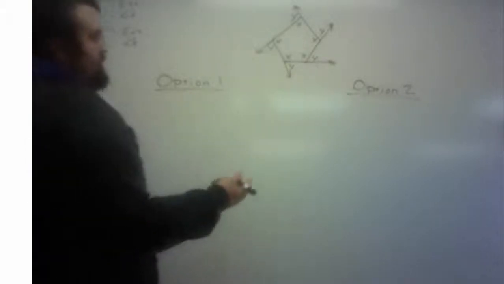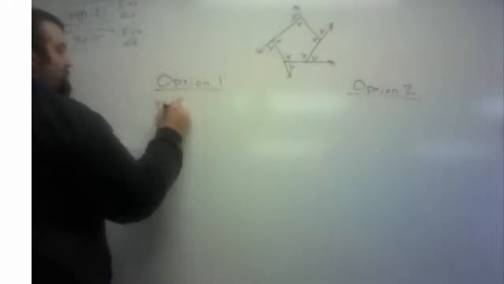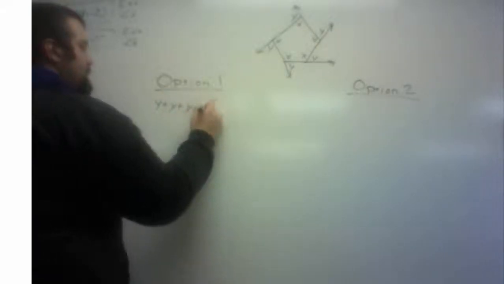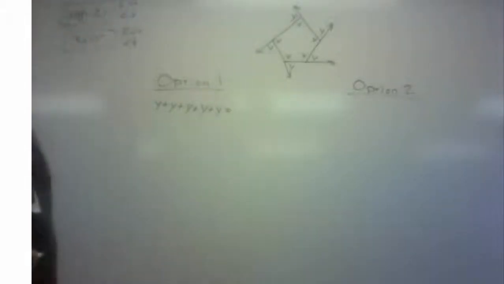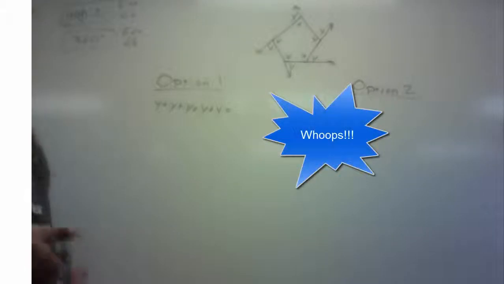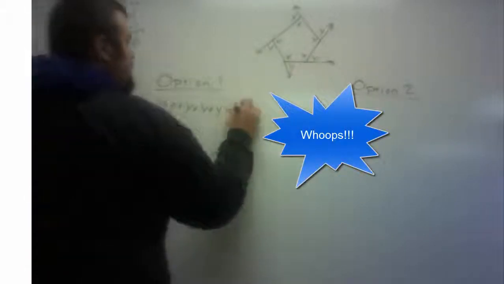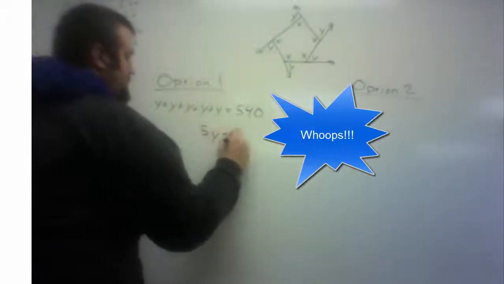Well, why would you say that? Well, if I add up all of the exterior angles, y plus y plus y plus y plus y, I already know what that equals. I don't have to do any calculation. I just have to remember that all of the exterior angles added together is 360. Add all the y's together, I get 5y equals 360.